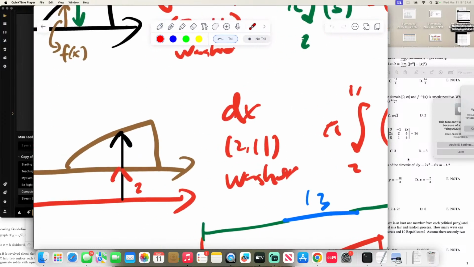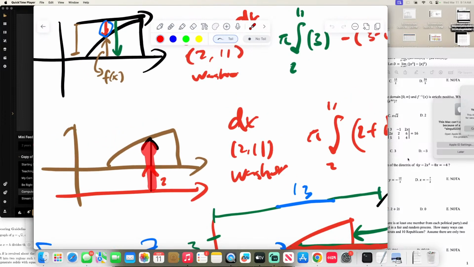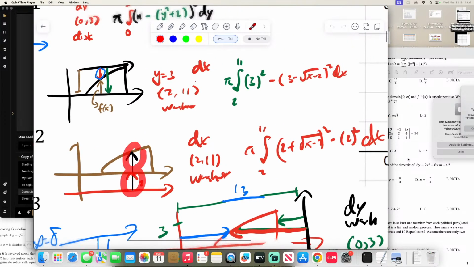Okay, first thing is the outer function, from here to here, right? So you can break this into two segments, 1 and 2. This is 2, this is the function, so it'll be 2 plus a function. That's how you get 2 plus a function for the outer. For the inner, it's from here to here, which is just 2. So you have to subtract 2 squared.